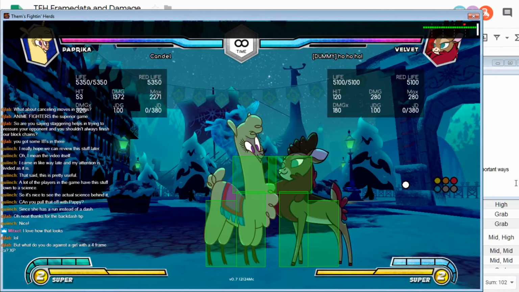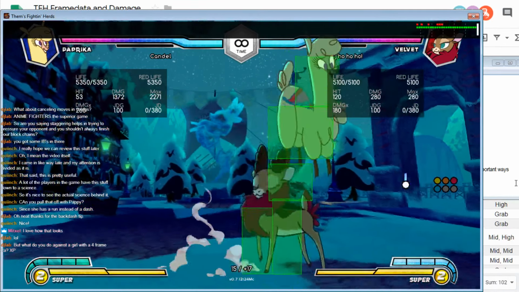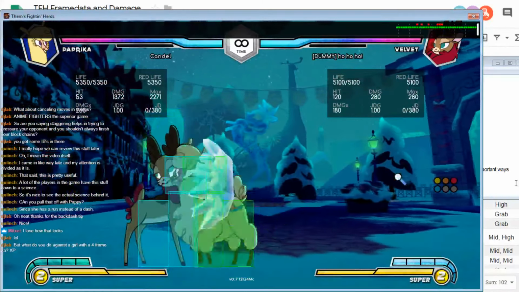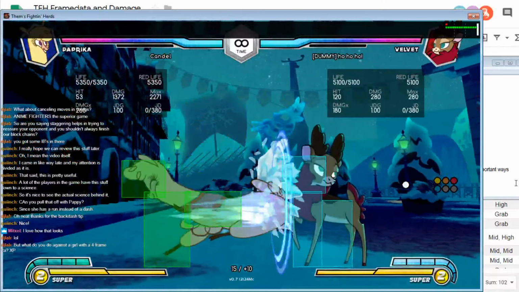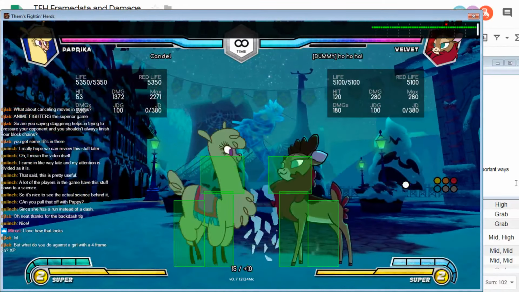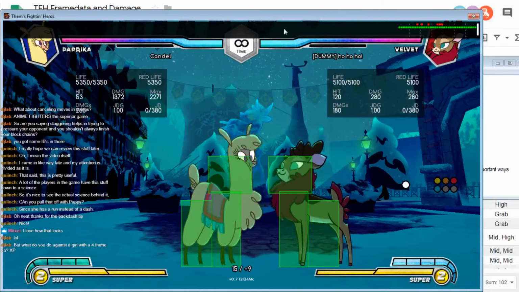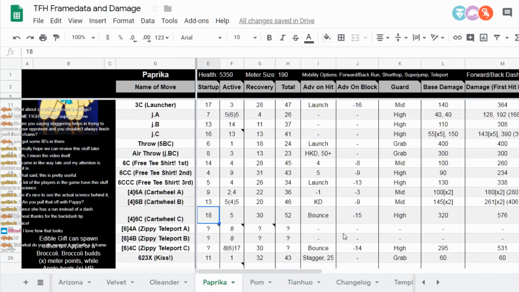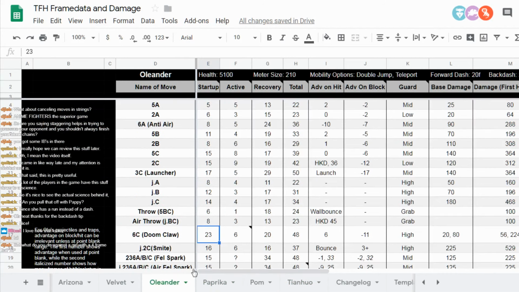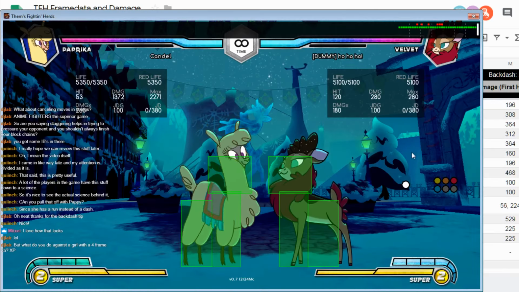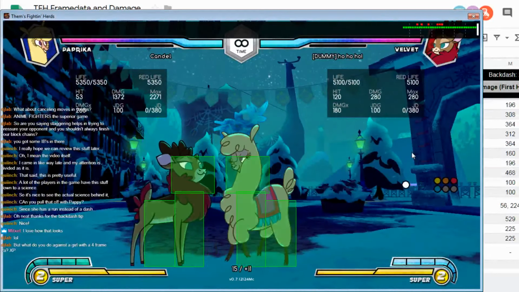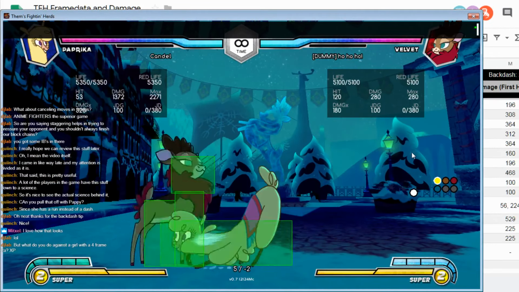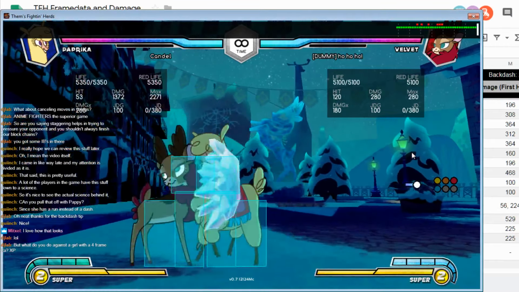So if she wants to go for a short hop overhead, because short hops are kind of fast for overheads. Not super fast, they're slower than the grounded overheads, but they're fast enough to keep the opponent on their toes. And they're also very plus on block, unlike most overheads. Most overheads in this game, if you look at their frame data, you'll see that one's minus 6. Paprika's Cartwheel C is minus 15. Oleander's Doomclaw is minus 11. They're all unsafe. But if you short hop, you're plus 11, which means that your pressure continues. But you can't cancel into that. You have to end your pressure to actually go for it.